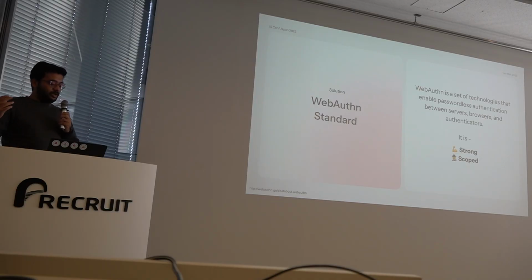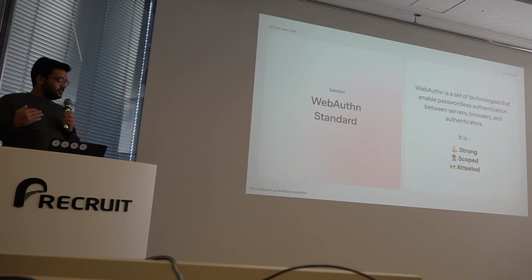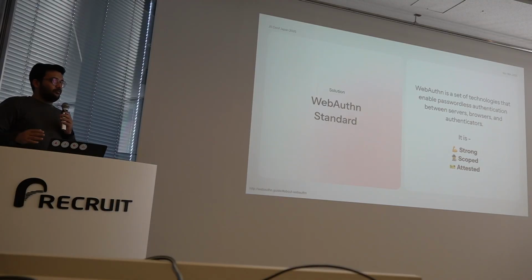domain basically. That means that if a passkey was created for example.com, it cannot be used for example2.com. That basically eliminates the phishing vector. And it is attested, that is, when a user registers this passkey, the authenticator also gives an attestation certificate to the server through which the server can verify if the passkey is coming from a verified source or not.